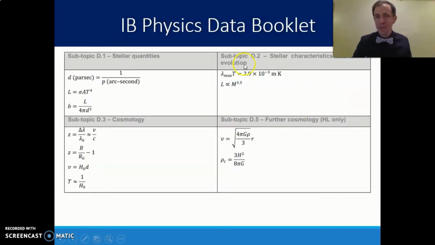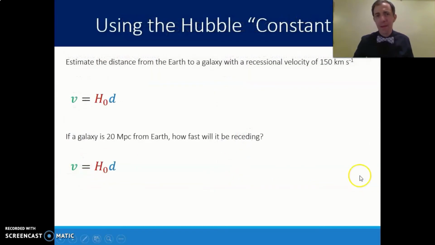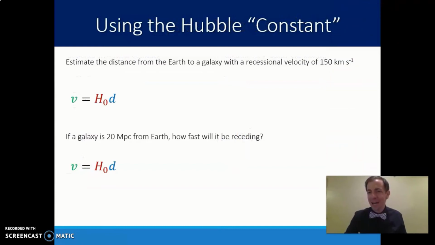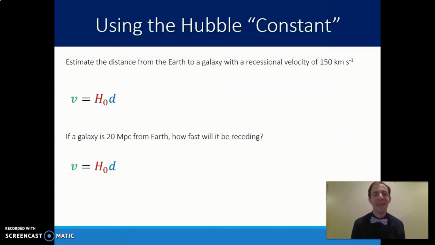So this relationship does show up in the IB Physics data booklet. It's right here: Hubble's constant and how it relates to the distance and the velocity at which the galaxy or star is moving away. Now, using this Hubble, quote-unquote, constant is fairly simple. You're given one number and you can find the other.